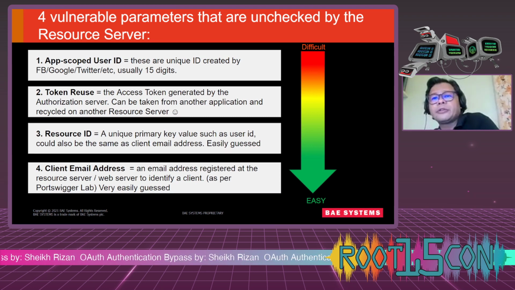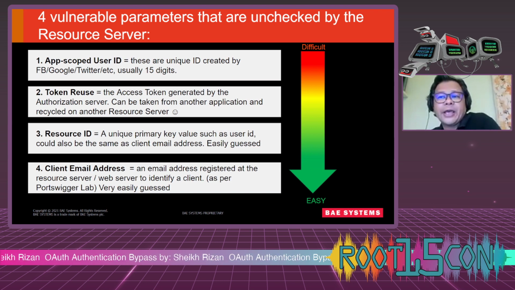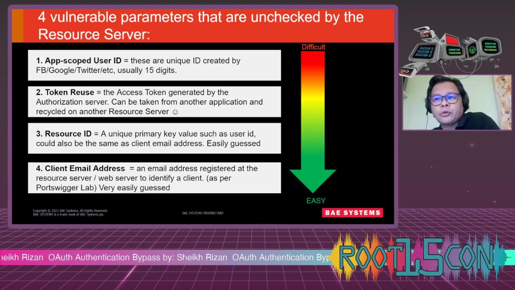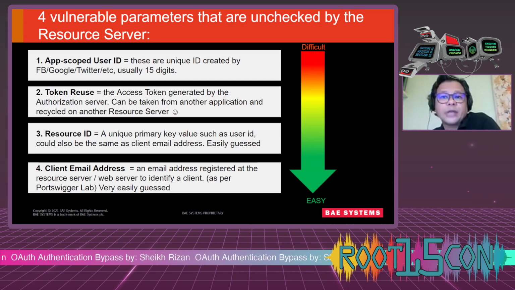Now, going down the list, a much easier approach if the developer has not checked the token. The access token that I showed in the previous slide was the token granted by the authorization server. In this case, it could be Twitter, Google, or Facebook. That access token can be reused on any websites where they do not check the validity of the access token and just blindly accept it. I will show in the following slides how an attacker could exploit this in a real scenario.